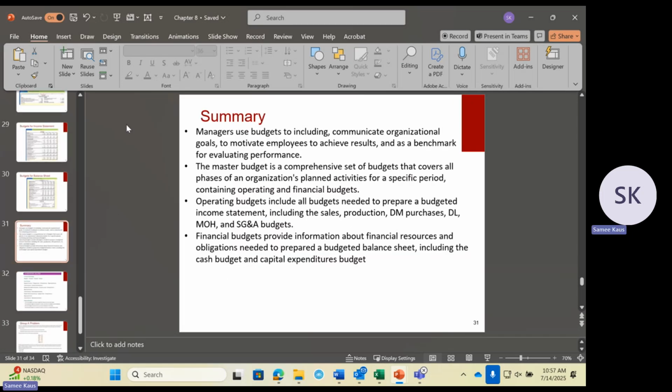So really, why do we go through this process? Because we need to communicate organizational goals, motivate employees to achieve results, and have a benchmark, right? Because imagine if you or companies or whoever never budgeted, we would never know if we are doing a good job. Are we meeting expectations? Are we exceeding expectations? A budget gives us a place to come in and evaluate how we're doing and make sure that we are setting ourselves up for success.